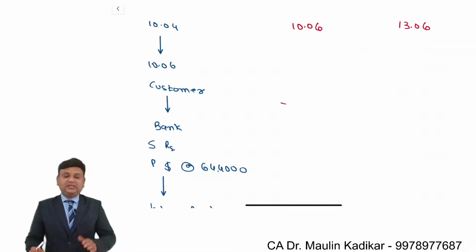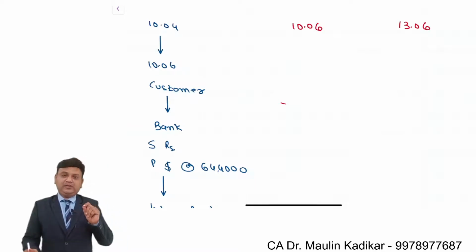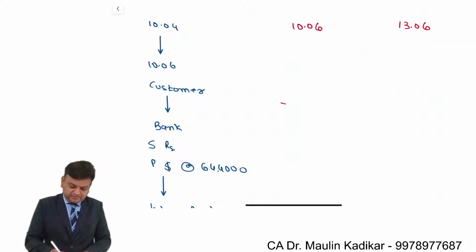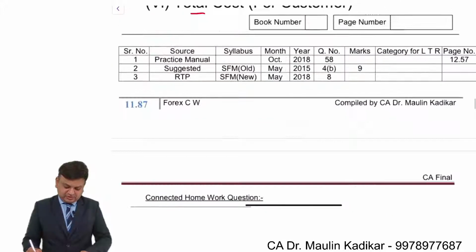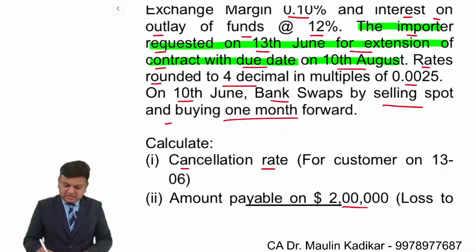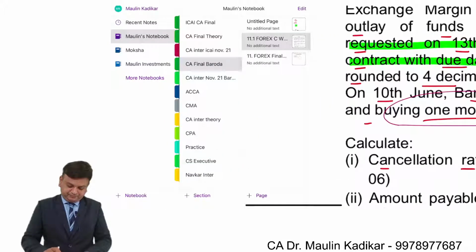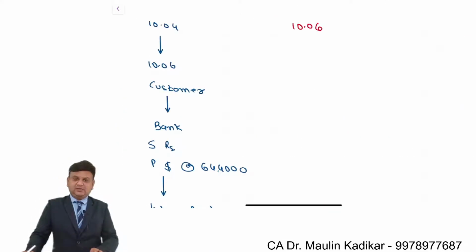So over here, friends, let us come back to our question. See, as per FEDAI rules, what will happen? Let us understand. Before 13th of June, say on 10th of June, what will happen? On 10th of June, the question is providing to us that the bank swaps by selling spot and buying 1 month forward. What does it mean? It means something like this.